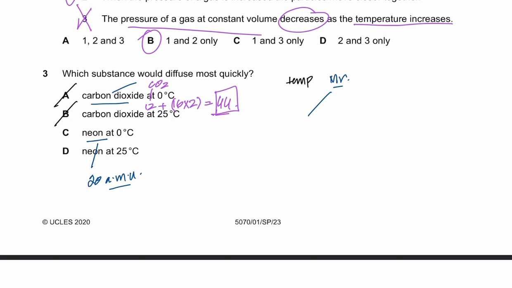Now, if it comes to the temperature, the greater the temperature, the more kinetic energy the particles have, the greater their speed. Because if you're increasing temperature, you're basically increasing kinetic energy. And just for the physics geeks, kinetic energy is half mv squared. So if kinetic energy is increasing, basically the speed is increasing. So the rate at which particles diffuse is increasing. That's why neon at 0 degrees Celsius should not be my answer. Neon at 25 degrees Celsius should be my answer.